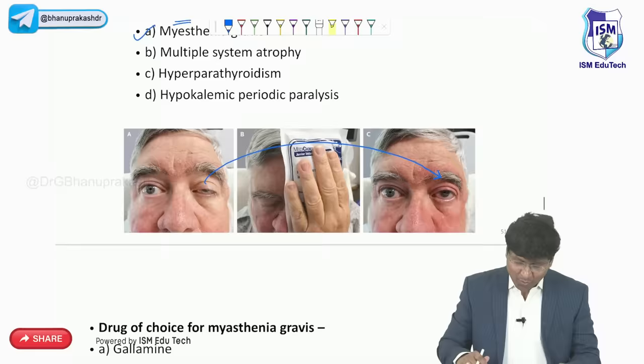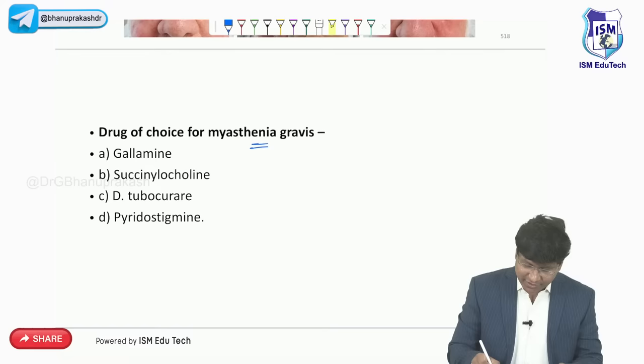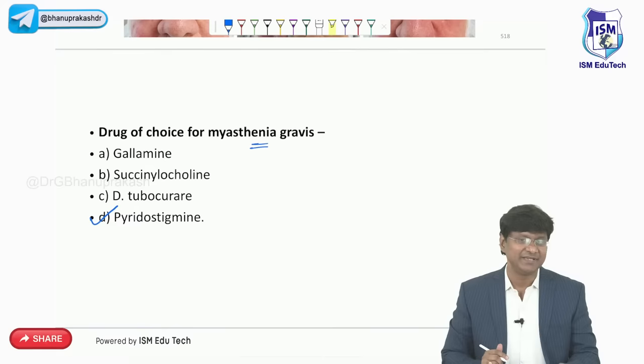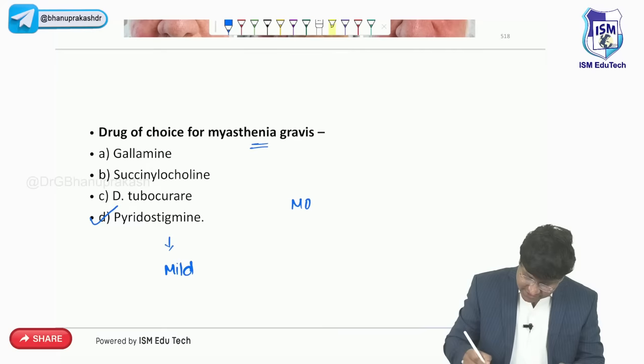And finally, what is the treatment for myasthenia gravis? What is the drug of choice? Please remember, it is acetylcholinesterase inhibitors, and that is pyridostigmine. So pyridostigmine is the drug of choice, but that is for mild myasthenia gravis. Whereas in case of moderate to severe myasthenia gravis, what we give is steroids. Okay? That is about your myasthenia gravis.